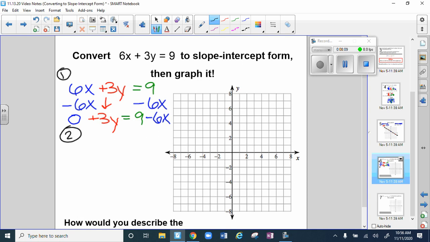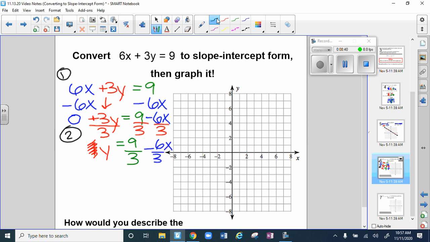My second step, I'm going to divide by the number that's in front of y. So I'm dividing by a positive 3. 3 divided by 3 is 1, so I'm left with 1y, or just y if I didn't want to write the 1 there. And that is going to be equal to 9 divided by 3 minus 6 divided by 3 times x.